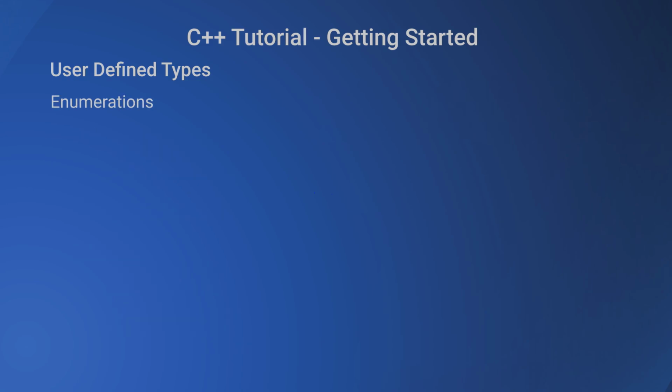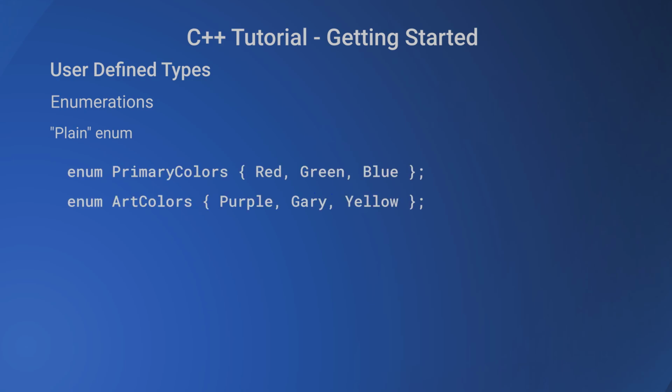Enumerations. Next we have enumerations, a user-defined type, which is abbreviated as enum. And we have 2 types of enums. First the plain enum and second the enum class. The plain enum defines a type whose variable can take a set of values. For example, we define 2 enums as primary colors: red, green, blue, and art colors: purple, gray, yellow.